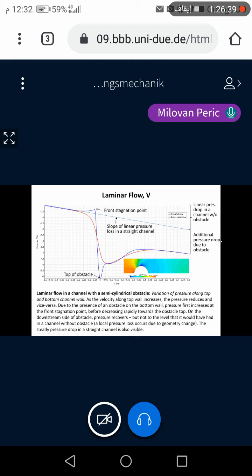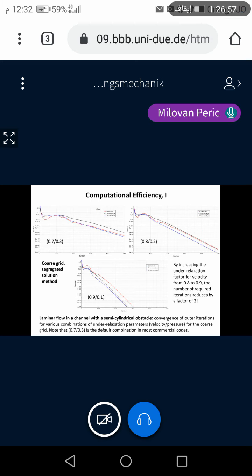But as I said, this additional pressure drop, this local pressure drop due to the obstacle, you cannot simply determine it without either doing an experiment and measuring the pressure along the walls or doing a simulation. And this, in this case, could be done with simulation. Now, let's look at computational efficiency.